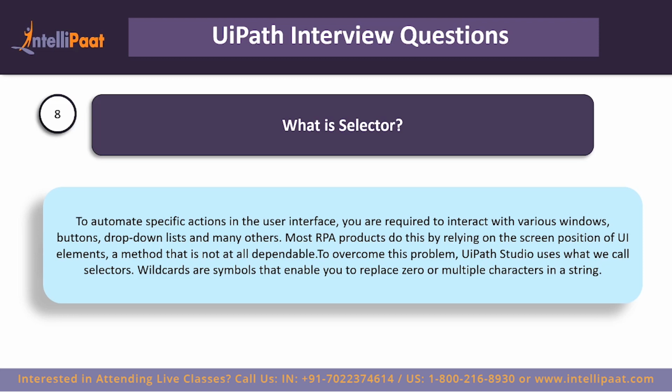Now in selectors, you have various things like wildcards, which is a symbol that allows you to replace zero to multiple characters in a string. An example for a selector: let's assume you have six notepads open. How does your program know in which notepad you have to go and type something, right? In general, if you do not define anything, the program will directly go and type on the first instance of the notepad it finds. But if you define properly in the selector, okay, this is the window element that I want to interact with, then only it will do that.